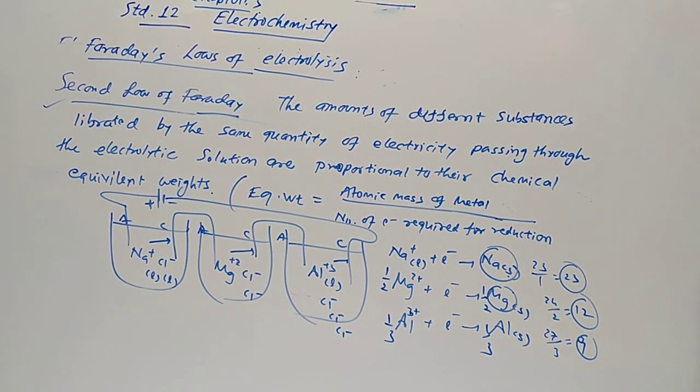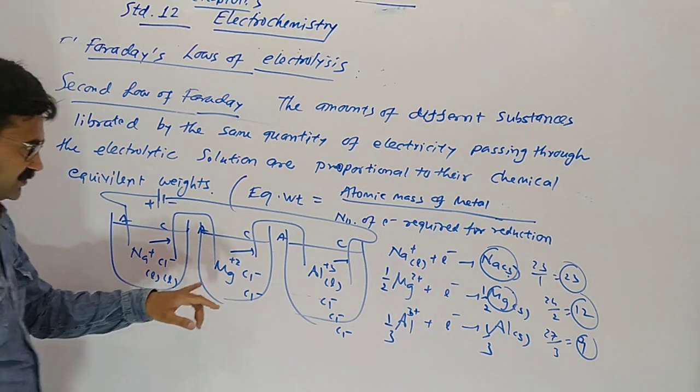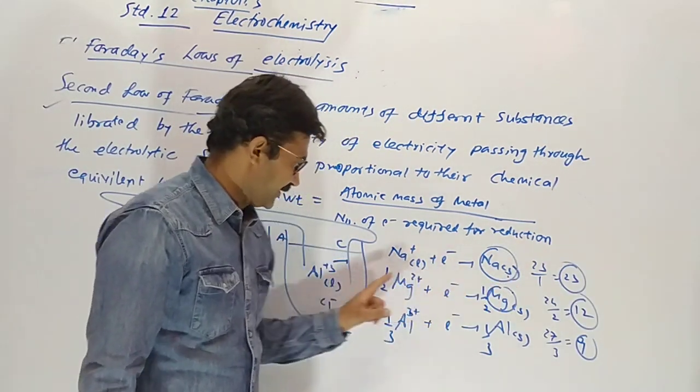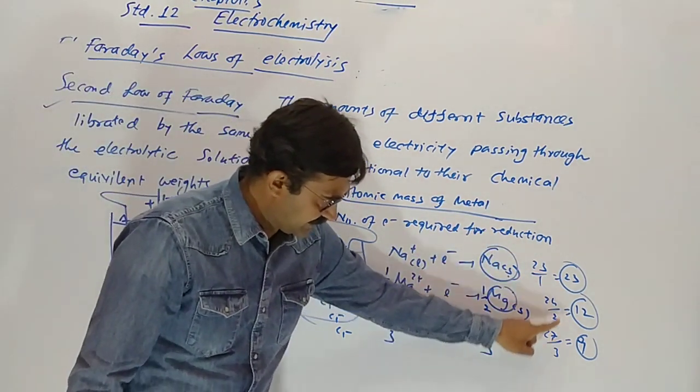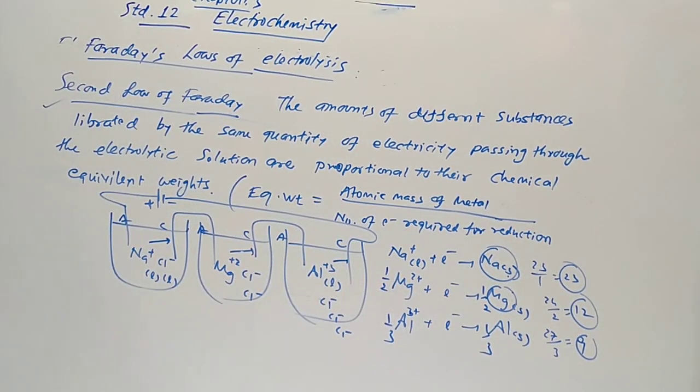When we take 2 or more electrolyte solutions, joined in series, and we are passing the same current, the deposited value on different cathodes is equal to its equivalent mass.